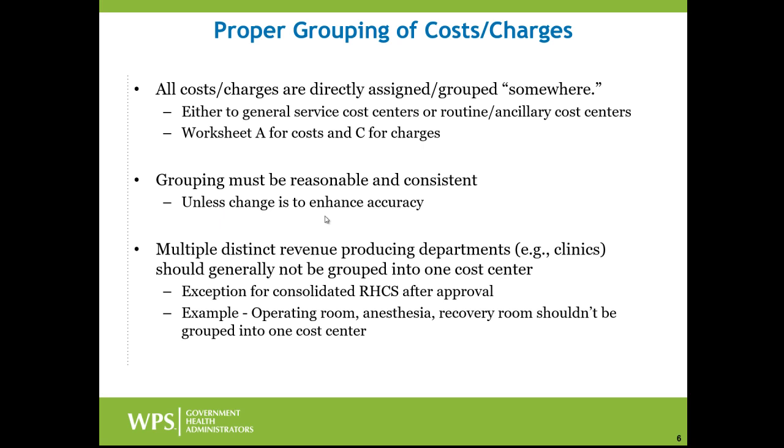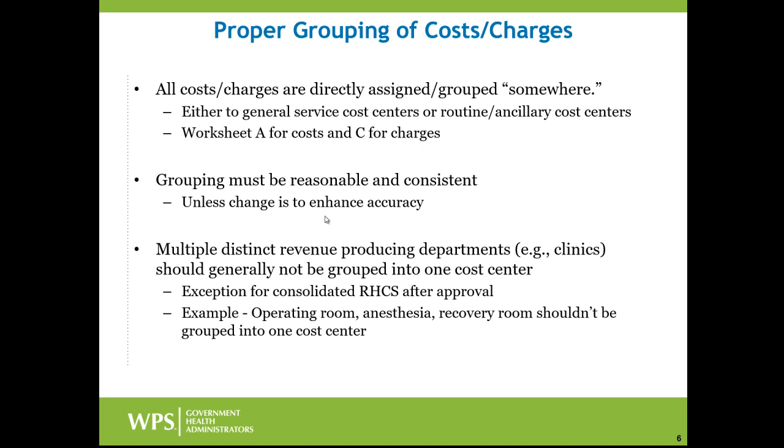Now, when we're taking a look at grouping, this is reviewed during a desk review or an audit, depending on the level of scope. When we're looking at that, there are certain things that we would be looking for as auditors, and our auditors would be asking providers some questions based on this. One thing that pops up is if you have multiple distinct revenue-producing departments. By revenue-producing, we're basically saying they're not overhead-type cost centers. They're not general service. It's a department that has both a cost and a charge. So, for example, a clinic. Generally, these distinct revenue-producing departments should have their own cost center.